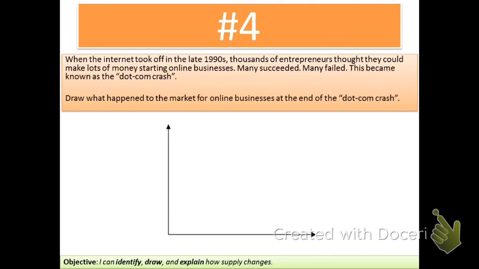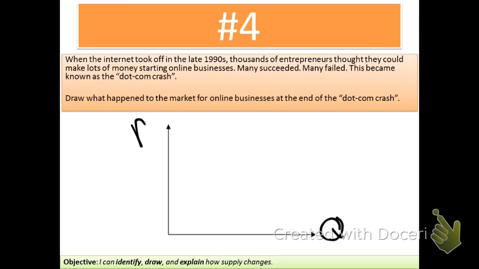Number 4. When the internet took off in the late 1990s, thousands of entrepreneurs thought they could make lots of money by starting online businesses. Many succeeded, many failed. This became known as the dot-com crash. Draw what happened to the market for online businesses at the end of this dot-com crash.